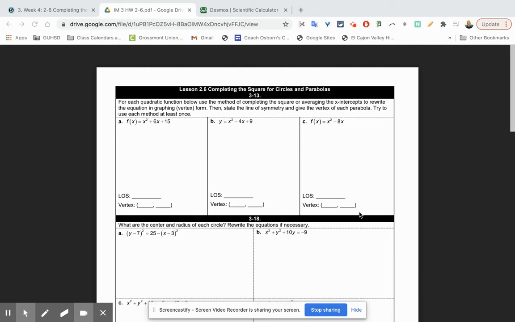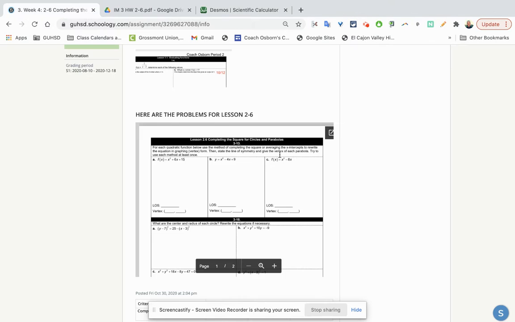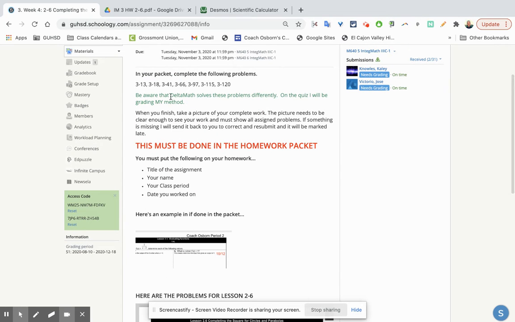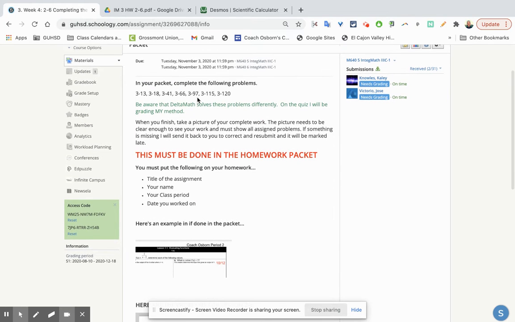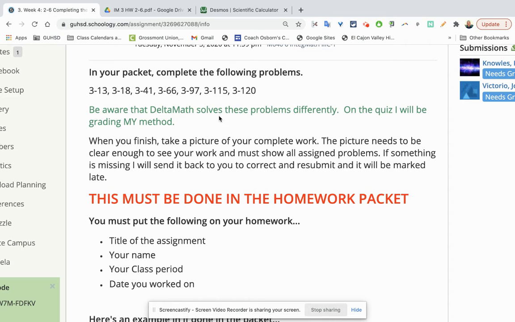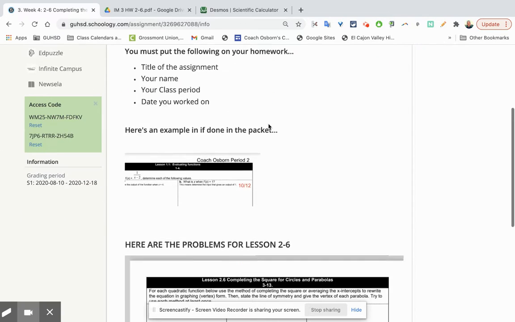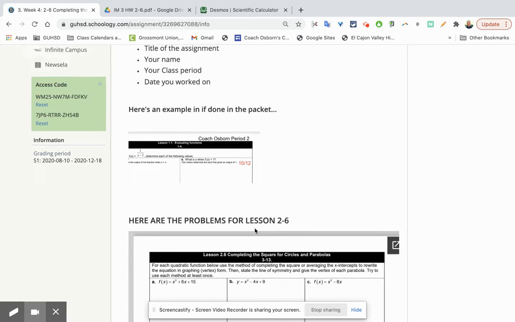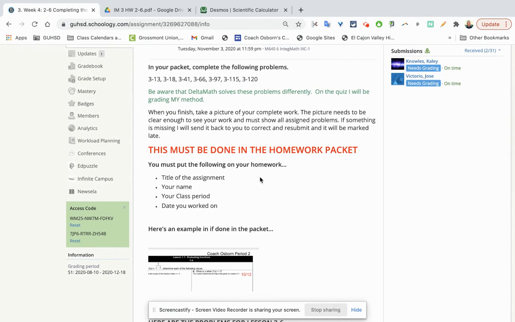Okay, guys, I'm going to be going over lesson 2.6, completing the square. Again, that's this one here. These are the problems that are listed. Again, remember that the Delta Math problems are solved just a little bit differently than these, but the ones that are in this packet, this is what I'll be going by as far as how I expect it to be done in the quiz.